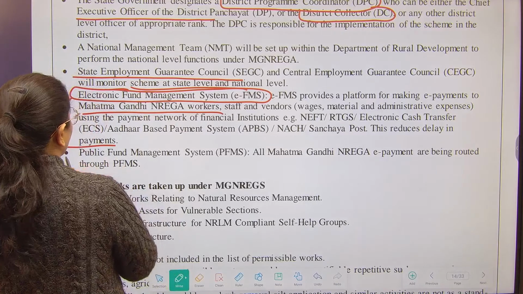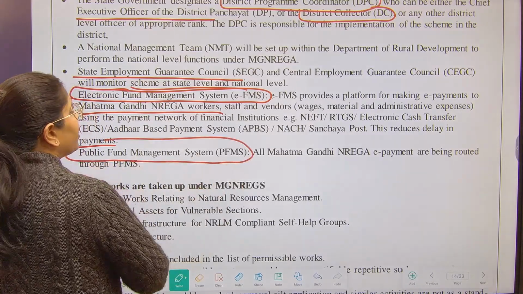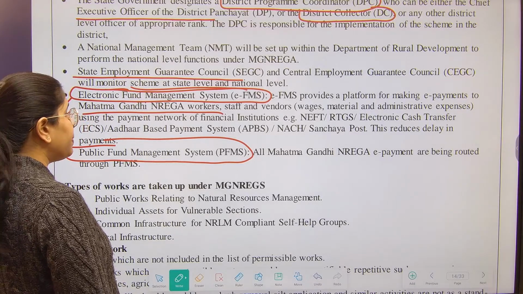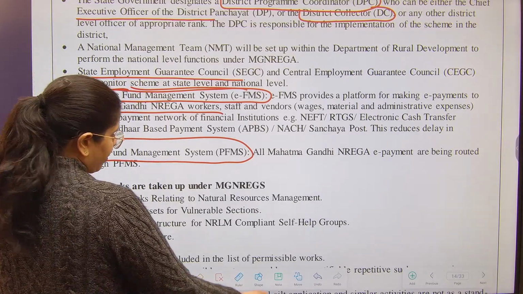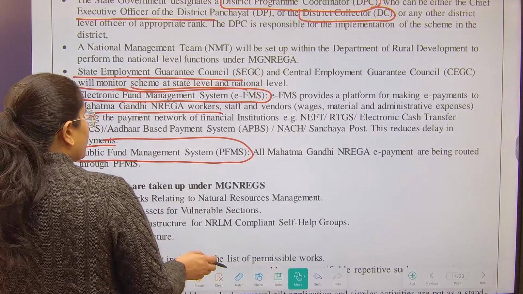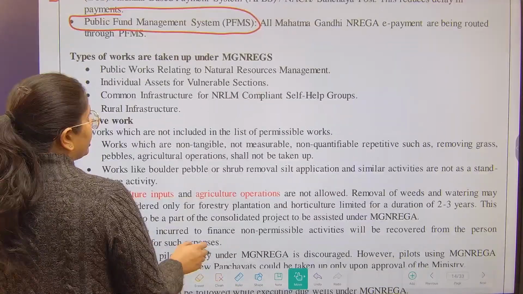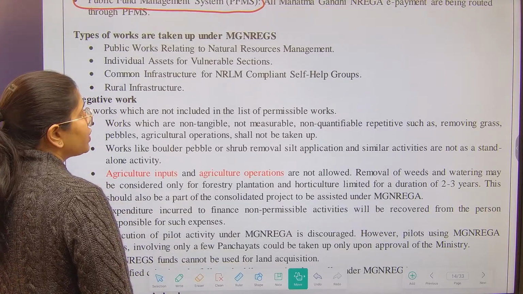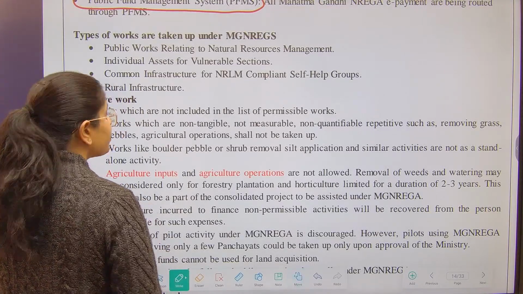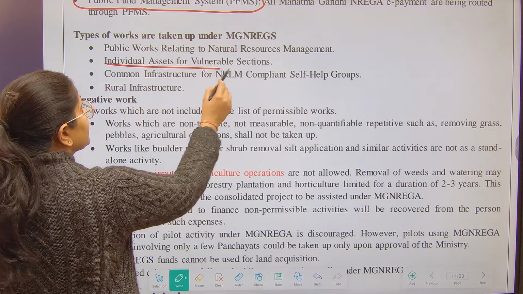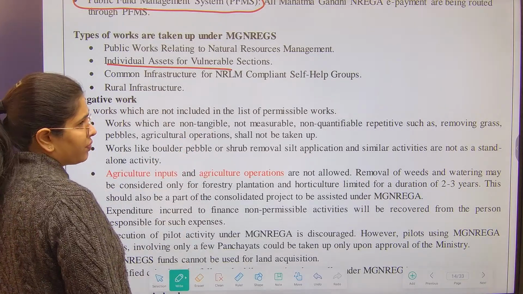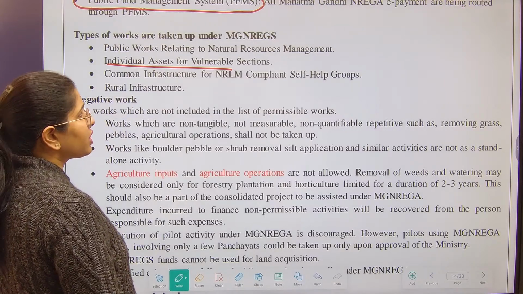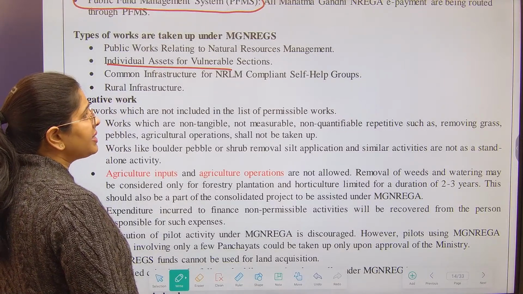Next, we have the Ministry of Finance's Public Fund Management System. All Mahatma Gandhi NREGA e-payments are being routed through PFMS. Now, what type of works are taken under MGNREGA? Public works which are related to natural resource management, individual assets for vulnerable sections SC/ST. Next is common infrastructure for NRLM compliant self-help groups.